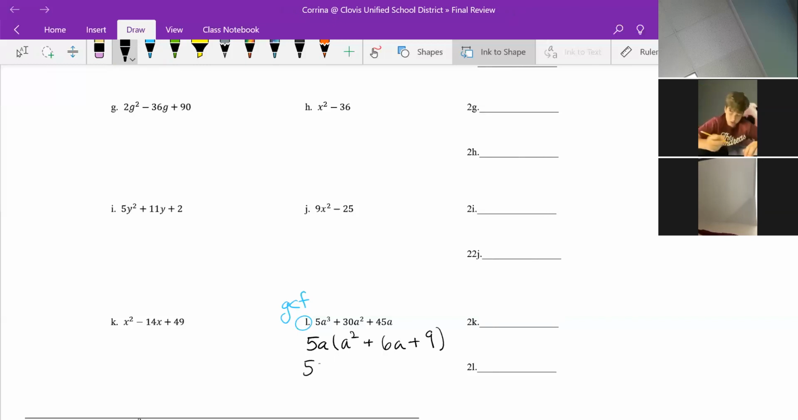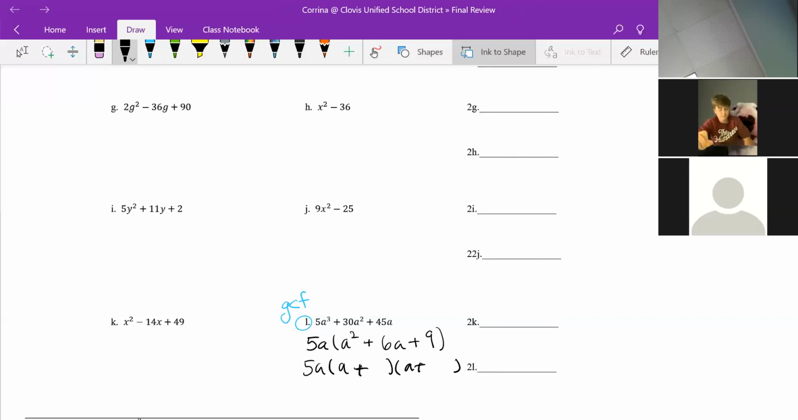And then now you can do your double bubble, guess and check. So both of them would be x plus and then x plus, right? Yep. And then what are the factors of 9 that would add up to 6? 1 and 9 or 3 and 3? 3 and 3. And then that's where you would do your check. And it does work. So this here is your answer.